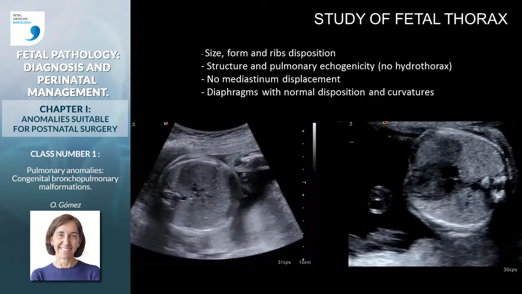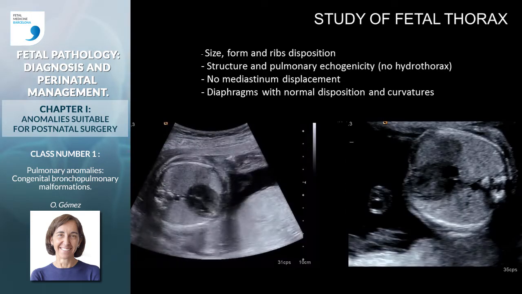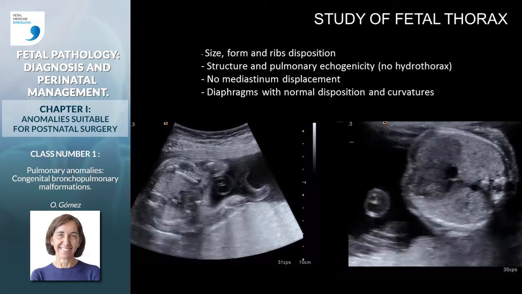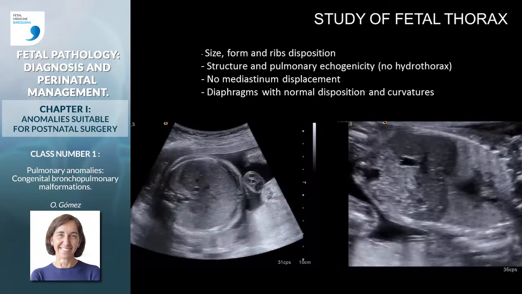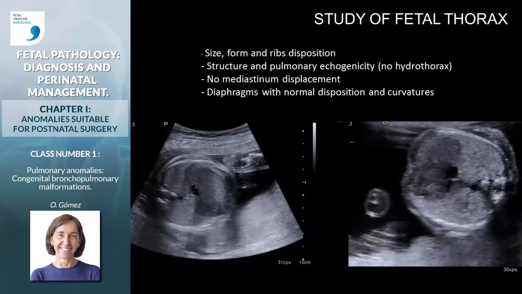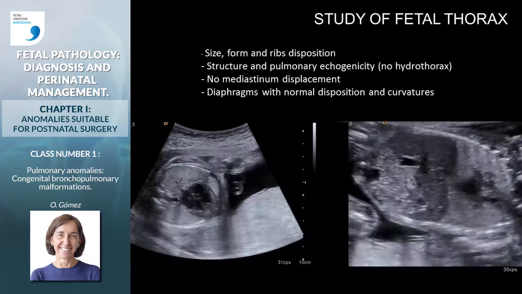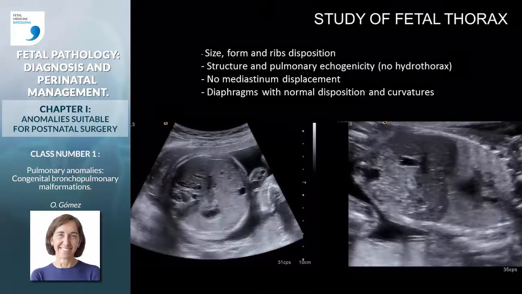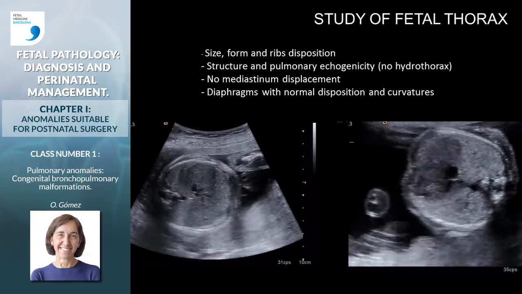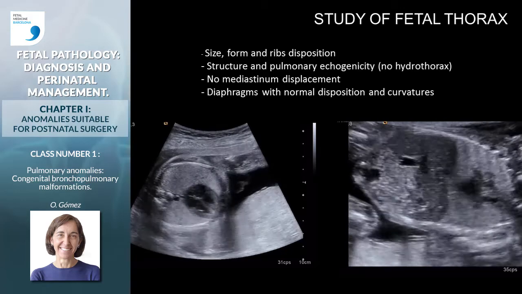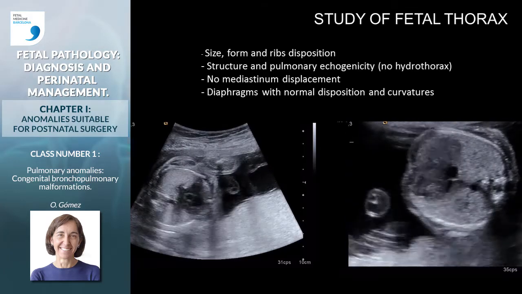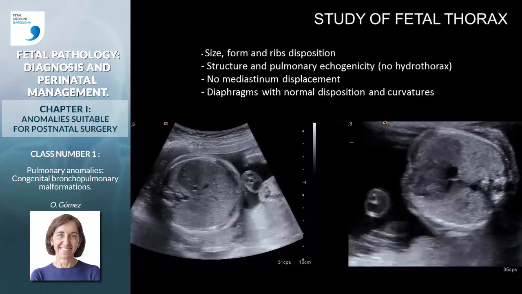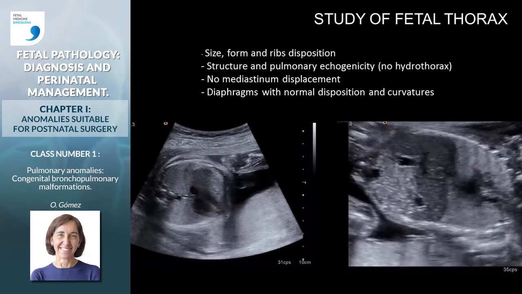The study of the fetal thorax is not complex and is summarized in this slide. We must study the length, shape, and disposition of the ribs, which must exceed half of the thoracic perimeter. We will have to confirm that the lungs are homogeneous with adequate echogenicity. We will also establish that the heart position is normal and therefore there is no significant mediastinal displacement. And finally, that the position and curvature of the two diaphragms is correct.